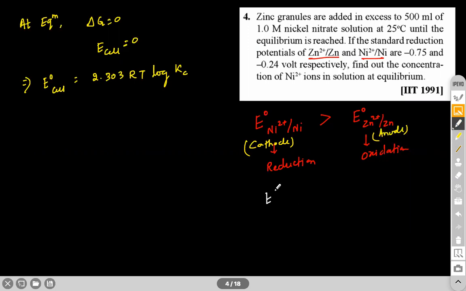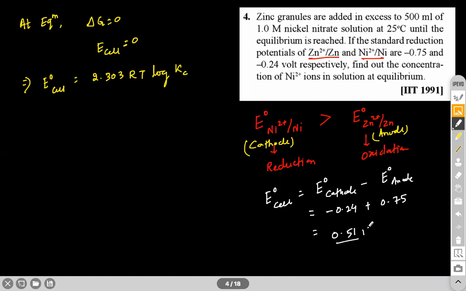So E naught cell, further we can calculate. The E naught cell is equals to E naught of cathode, right? Both are reduction potential, minus E naught of anode. So E naught of cathode is what? For nickel, it is minus 0.24 plus 0.75. Now, when you solve this, you'll get 5 minus 4 is 1, 7 minus 2, 5, 0 point this. This is the E naught cell we have, 0.51. Now, when you substitute this here, we'll get Kc.